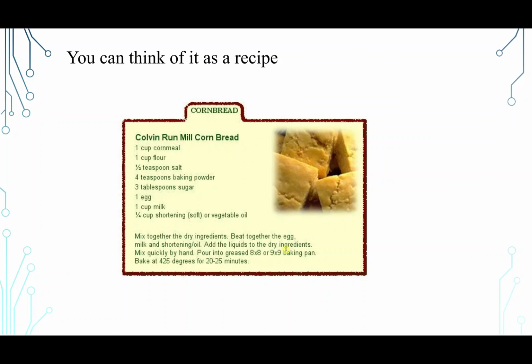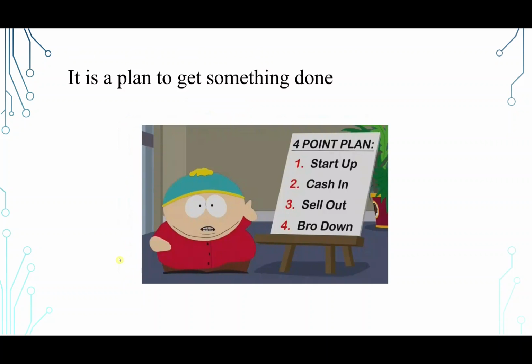You can think of an algorithm as a recipe, right? You have ingredients, and then you have the algorithm to deal with these ingredients, everything in a specific amount, one thing with another or after another, right? So you have to follow some exactly outlined steps. Basically it's a plan to get something done, right?